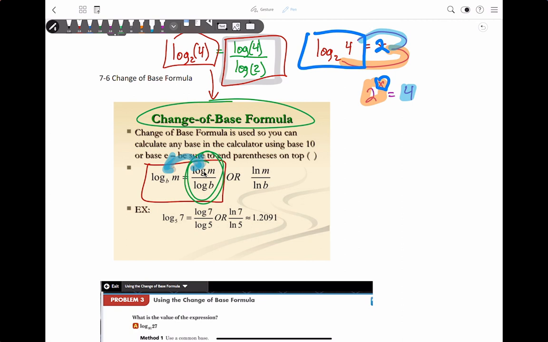The same thing is happening over here. This natural log, like we learned in the last couple of videos, is the same as log base e. So this is log base e of m over the log base e of b. These two right here are exactly the same, only I chose to just write natural log instead of log base e right here, and for the other one as well. But they mean the same exact things.